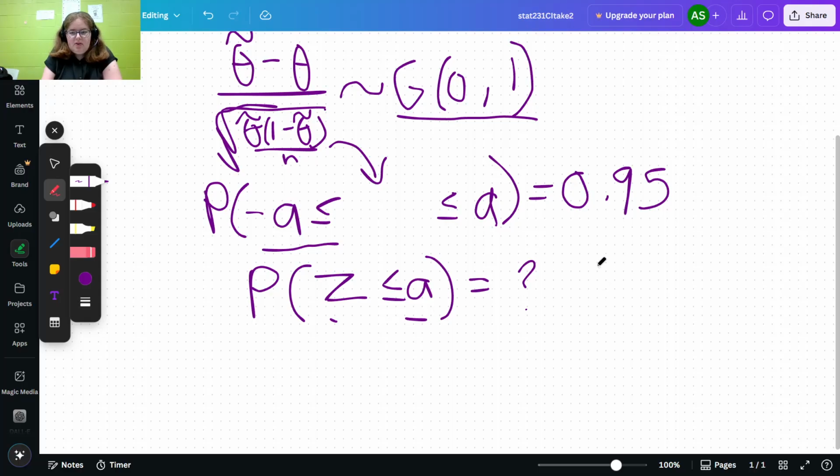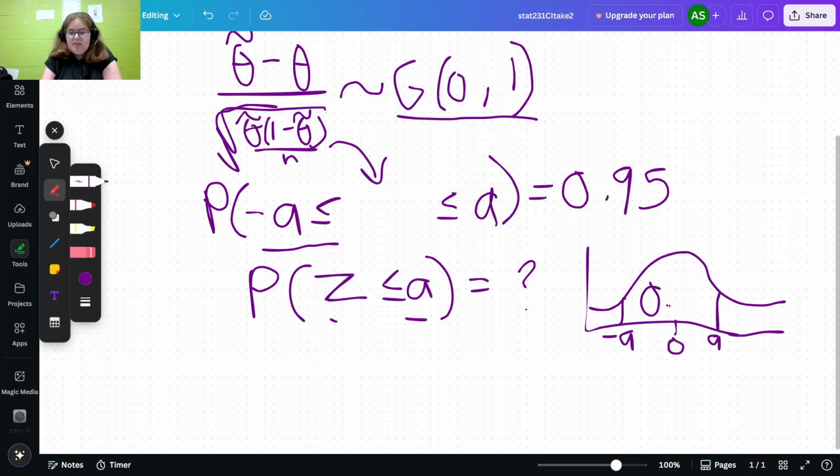Well, if you'll recall, the Gaussian distribution looks something like this, and we're centered at a mean of 0, and we want to figure out this part here with both sides. It's going to be negative A, and we want this area in the middle to be 95%. So how can we figure this out if we are only measuring the entire lower tail? So we're measuring all of this part.